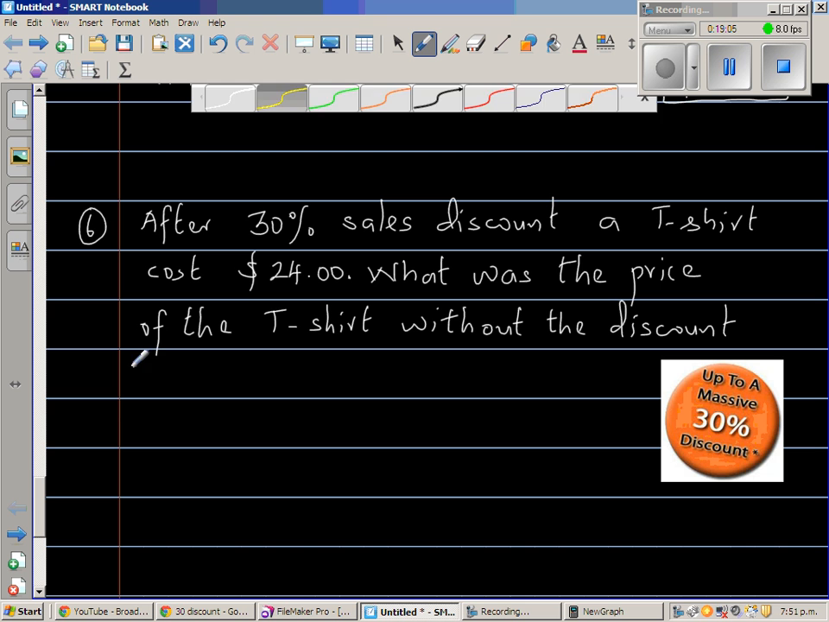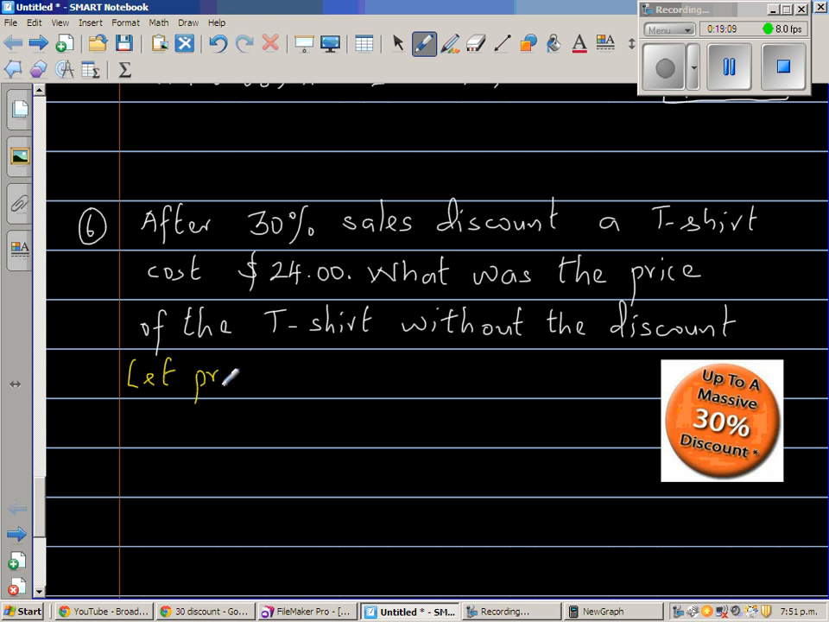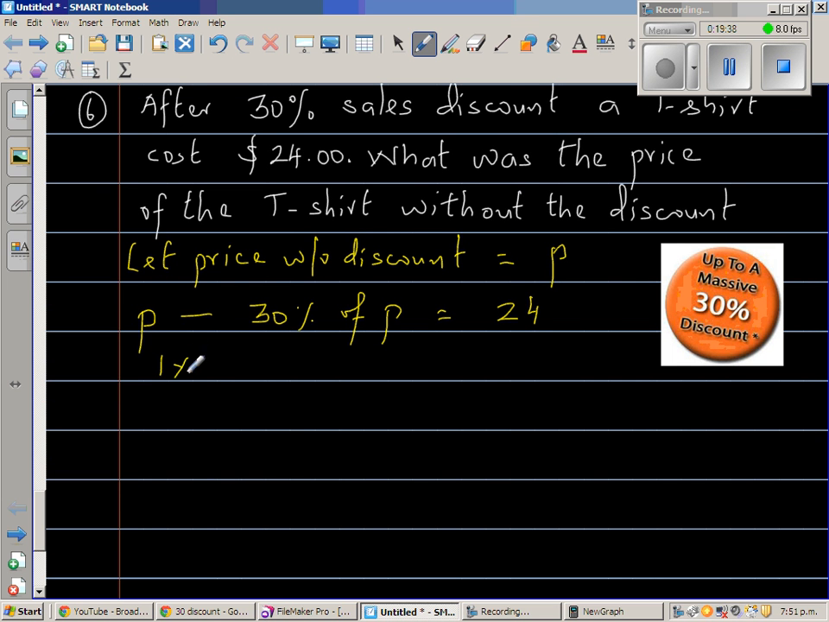So we are going to say, let the price before discount, or without discount, be equal to P. Okay, so we can say P, which is the price before discount, minus 30% of P is $24. Okay, so P can be written as 1 times P minus 0.3 times P is equal to 24. So 1 times P minus 0.3 times P is the same as 1 minus 0.3 times P is equal to 24.